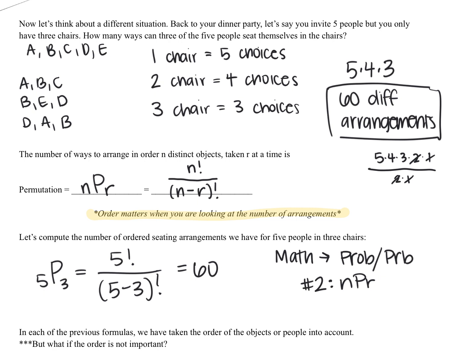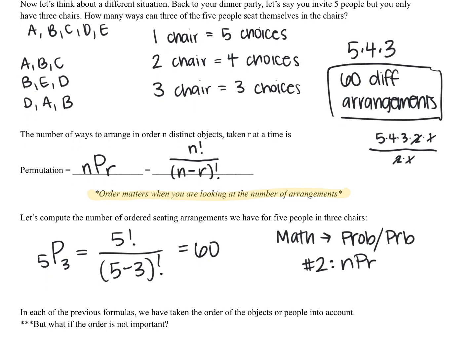In these examples that we've talked about, the order of the objects or people was taken into account, and the order was important. What that meant was that if you considered a person sitting A, B, and C in chairs, that is separate from B, C, and A. So these are considered 2 separate events.